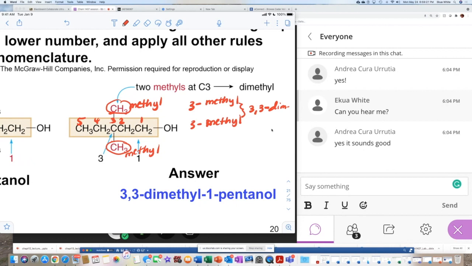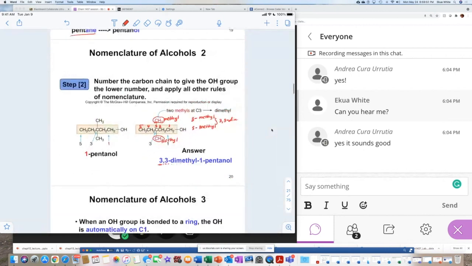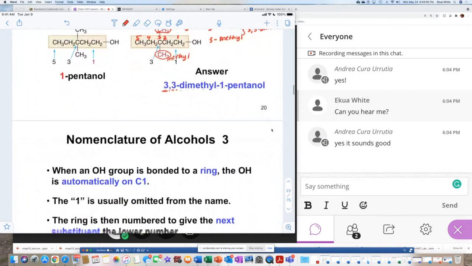So here they're bringing these two together: 3,3-dimethyl-1-pentanol. Between every letter and number, we have a dash. Between every number and a number, we have a comma. I know when I was learning this, I was pacing back and forth saying 3 comma 3 dash.